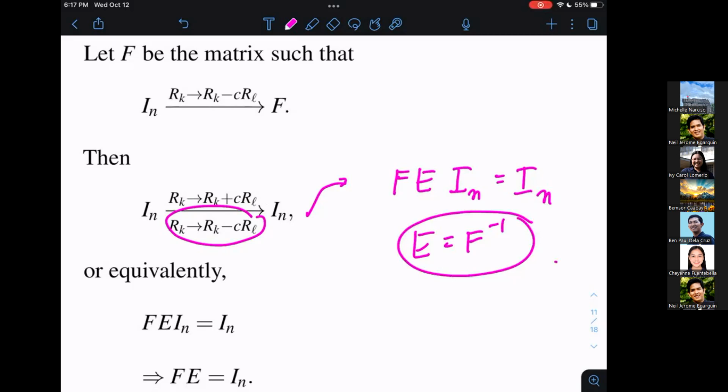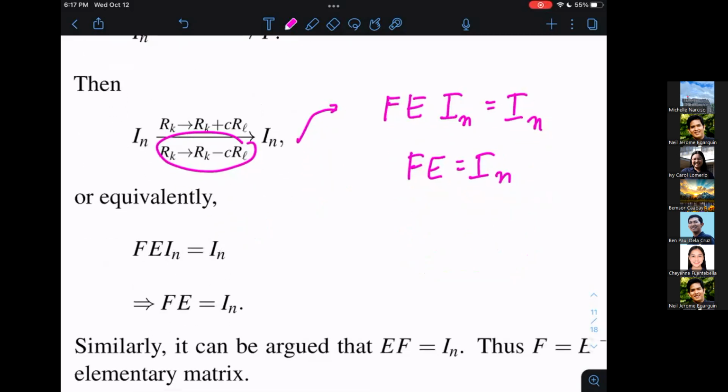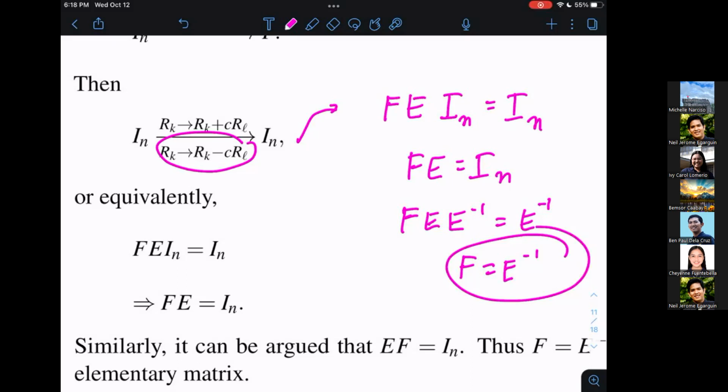So ibig sabihin, baliktad pala, no? Gusto ko makuha yung inverse ni E. So doing it the other way around, so maging FE equals identity muna yan. And then I apply E inverse to the right of both sides. So we'll get F inverse. Tama ba? Gusto ko magka-E inverse. So maging E inverse ay equal kay F. So ibig sabihin si F ay equal kay E inverse. So ang inverse ni E ay yung matrix F that is obtained by simply undoing the elementary row operation that gave us the matrix E.